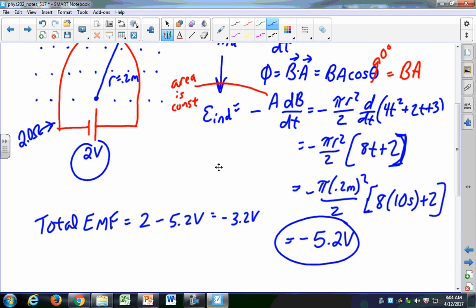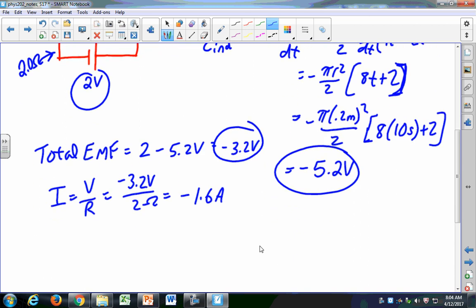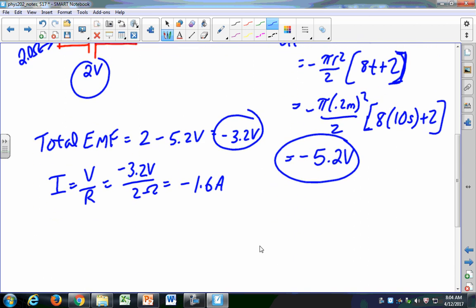So if I wanted to know the induced current, by the way, I could just use Ohm's law and find that I is V over R, which if I have this total of minus 3.2 volts divided by 2 ohms, then that would be minus 1.6 amps, which would be clockwise. Okie dokie. We'll see this again a little bit more next time when we come back.